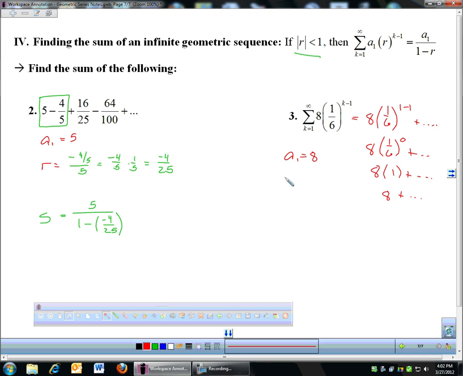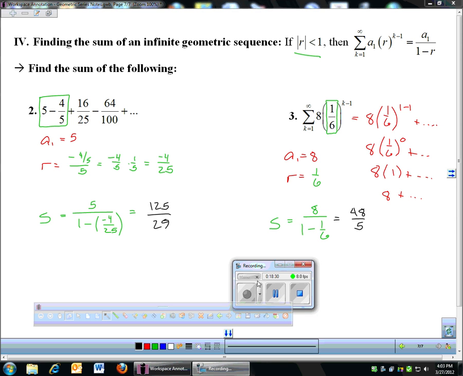And my common ratio, again, if you're looking at the general formula, whatever is being raised to the variable power, that thing is the common ratio. That is less than 1. And so I can find the sum, which would be 8 over 1 minus 1/6. I'm going to punch both those in the calculator real quick. All right, there we go. The answer to the first one was 125 over 29. This one, the sum was 48 over 5. So just punch those in.